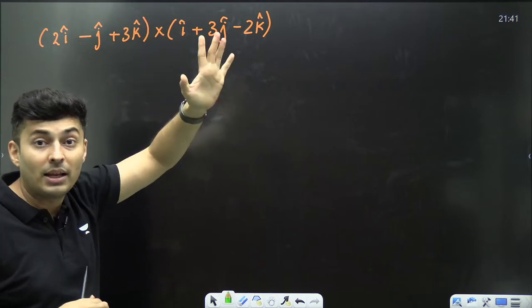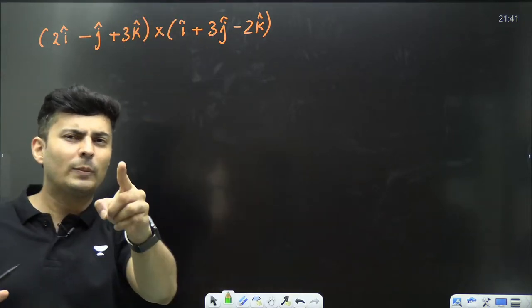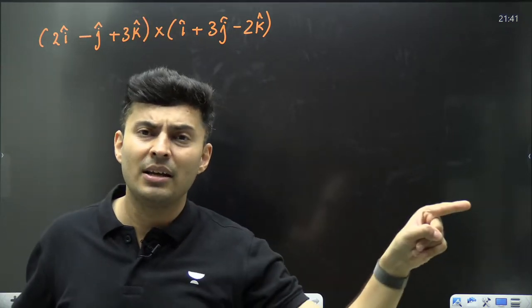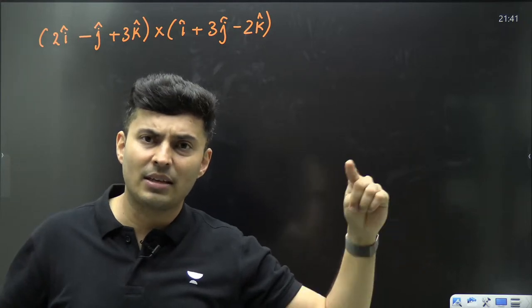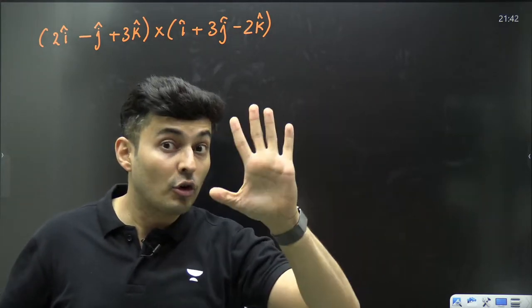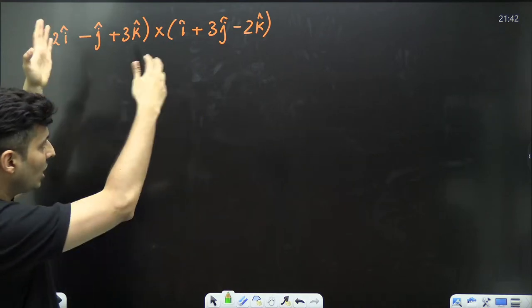There is no simple formula. There is a procedure. For dot product, it was simple: AX BX, AY BY, AZ BZ. For cross, it's not a simple formula. You have to do a process.